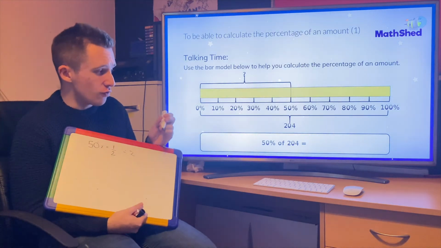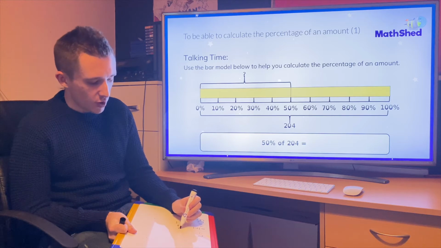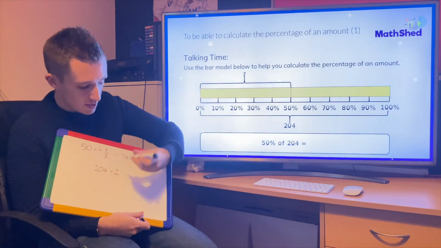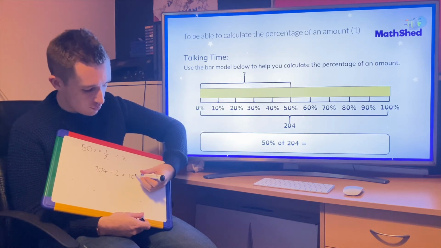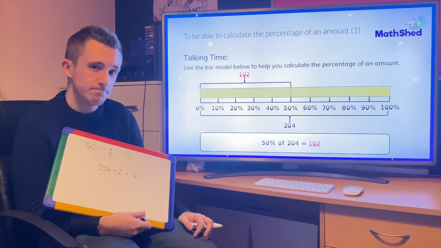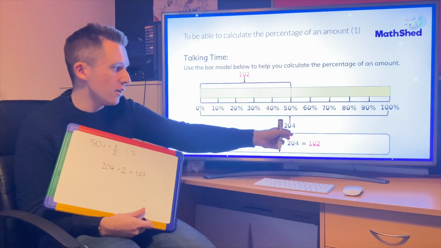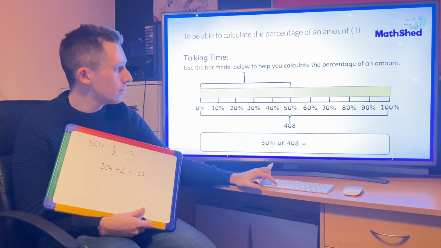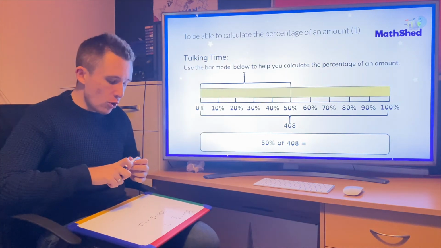So we do 204 divided by 2. You may be able to do that in your head. If not, you could do it bus stop. It doesn't really matter. But I know it's 102, which is there. That would also be 102. And if you added it together, you'd get your 100%, which is 204. Can you have a go at this one then? 50% of 408.